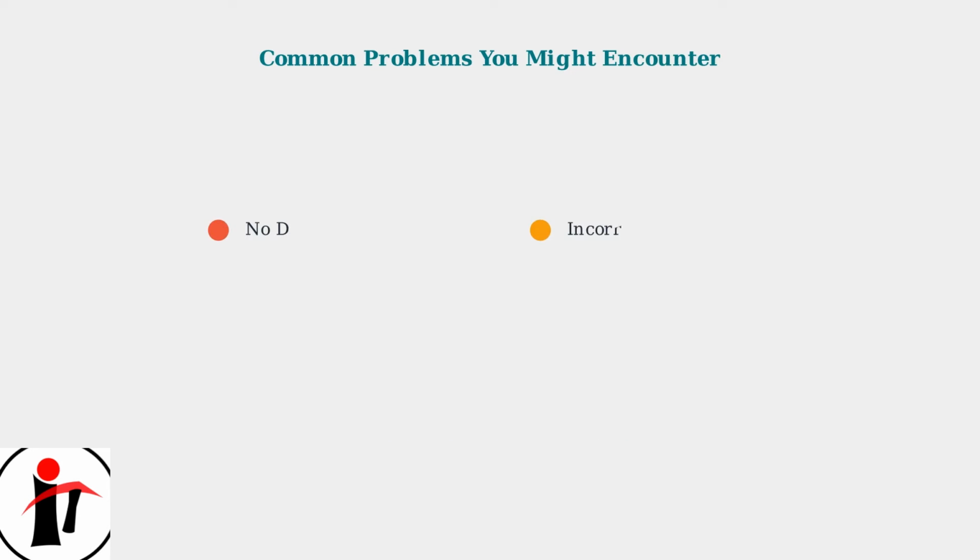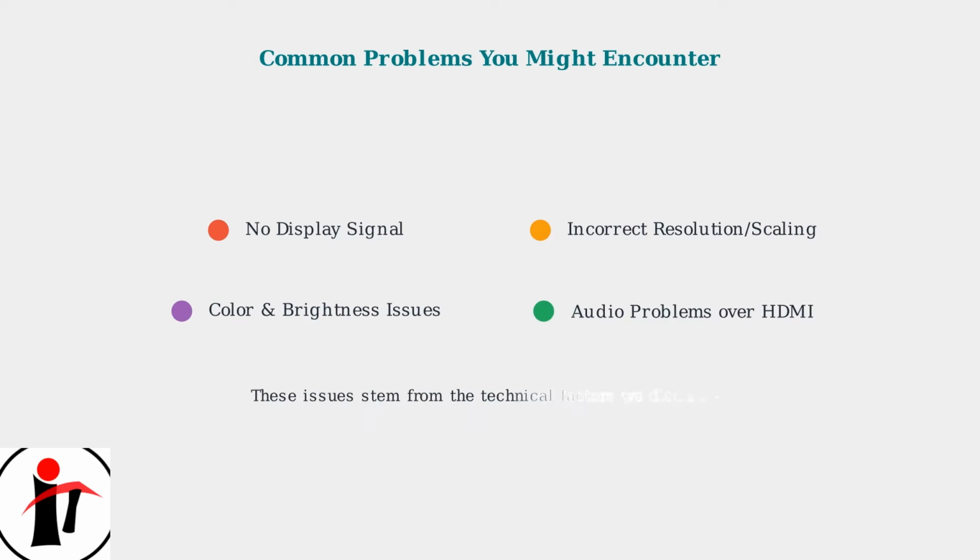When connecting your Sceptre monitor to your Mac, you might encounter several common problems. These include no display signal appearing, incorrect resolution or scaling, making text blurry, color and brightness issues, or audio not working through HDMI connections. Understanding these compatibility factors is the first step toward successfully connecting your Sceptre monitor to your Mac. In the next section, we'll explore specific troubleshooting steps and setup procedures to resolve these issues.